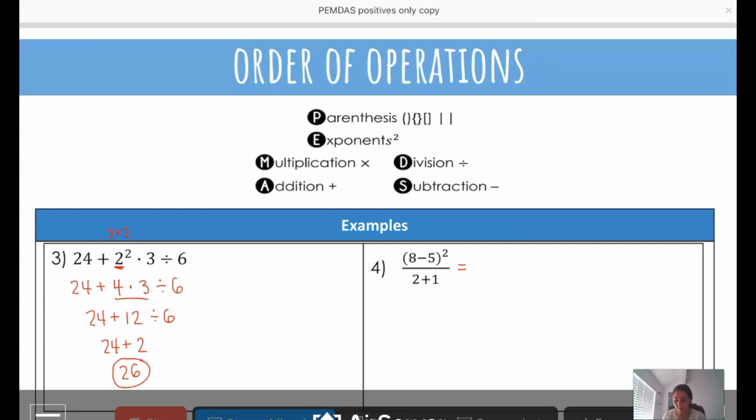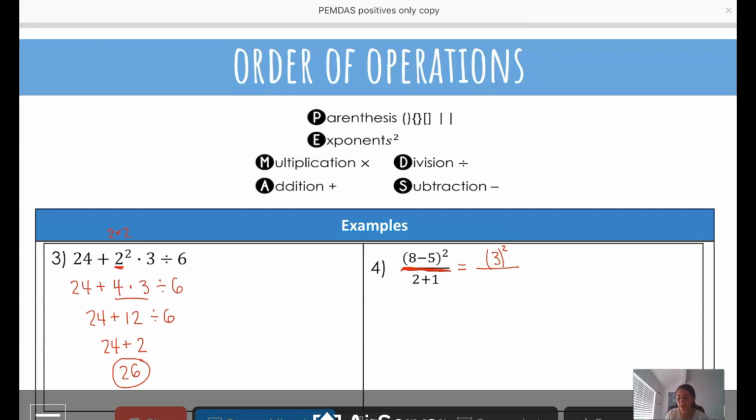Number 4, we have that fraction bar, so remember that groups the top expression and the bottom expression. So I'm going to simplify the top on its own and simplify the bottom on its own. So the top, looking at our order of operations, we have parentheses, so I'm going to do what's inside those parentheses first. So 8 minus 5 is 3, and then don't forget that exponent of 2.